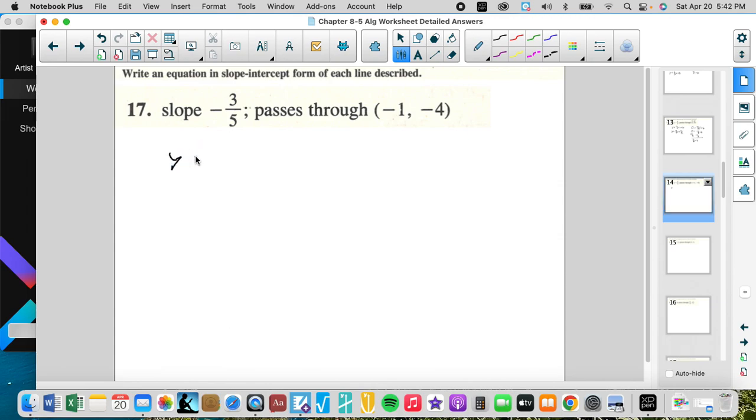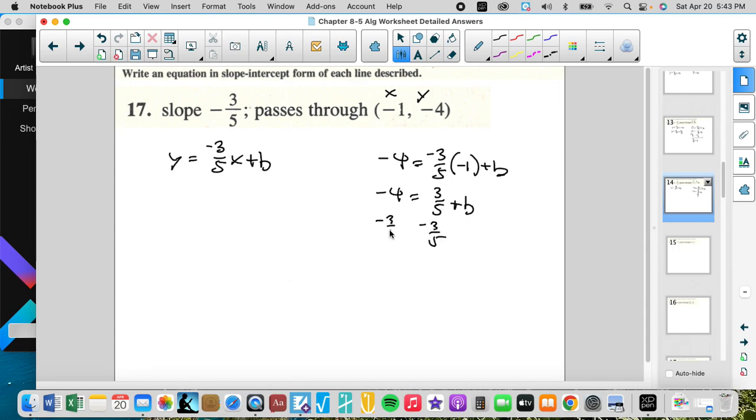first equation, I'm going to write y equals negative 3/5 x plus b. This is my x, this is my y. Negative 4 equals negative 3/5 times my x value plus my b value, which I don't know. Negative 4 equals 3/5 plus b, minus 3/5, minus 3/5 gives you negative 4 and 3/5 equals b. So my final equation is y equals negative 3/5 x minus 4 and 3/5.